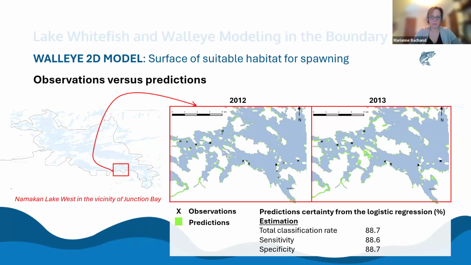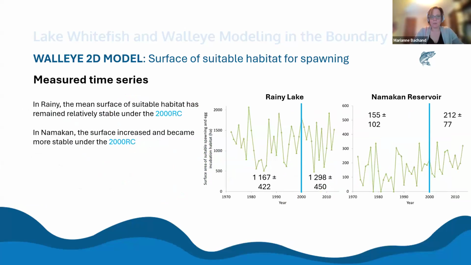It's normal that you see more habitat than actual observation because the model is not capturing biological interaction, for example, competition or predation. So we then apply the equation for different time series.